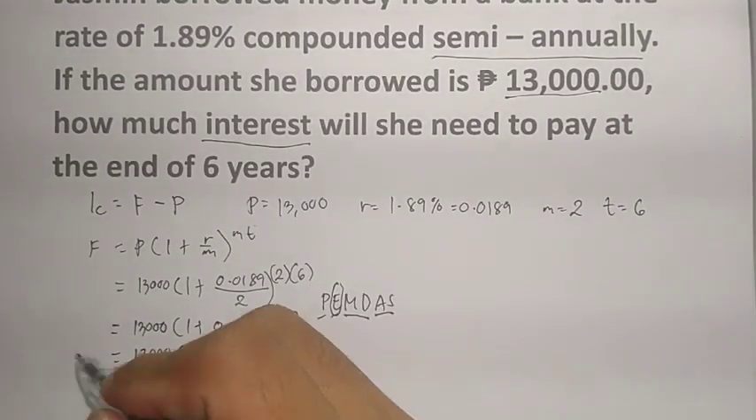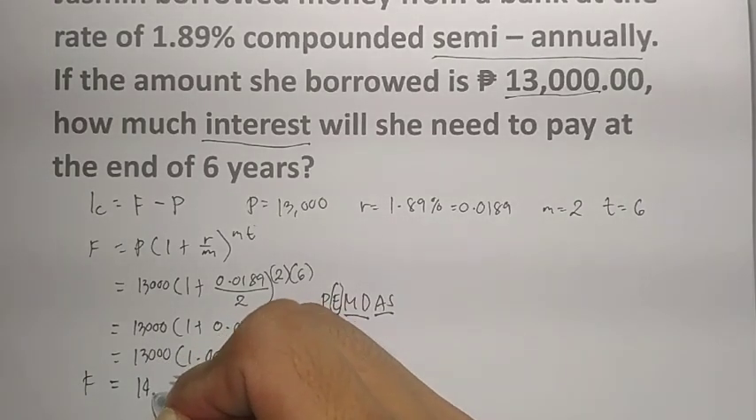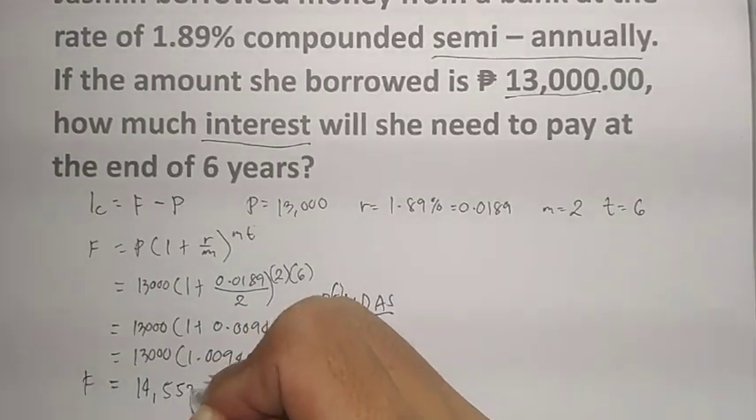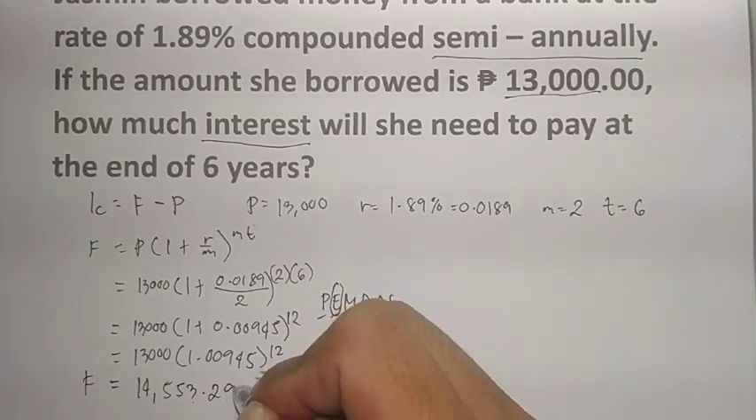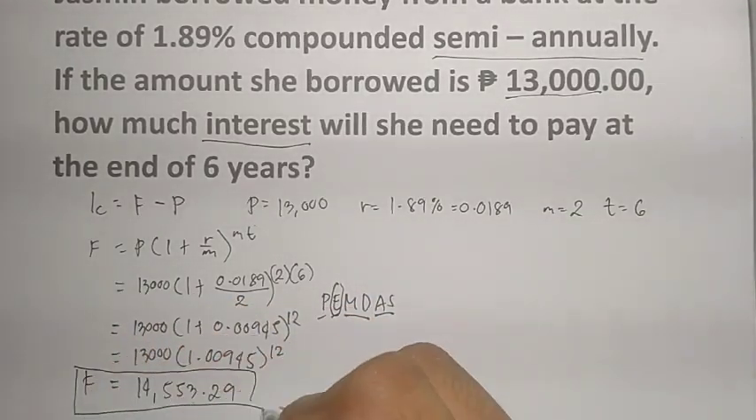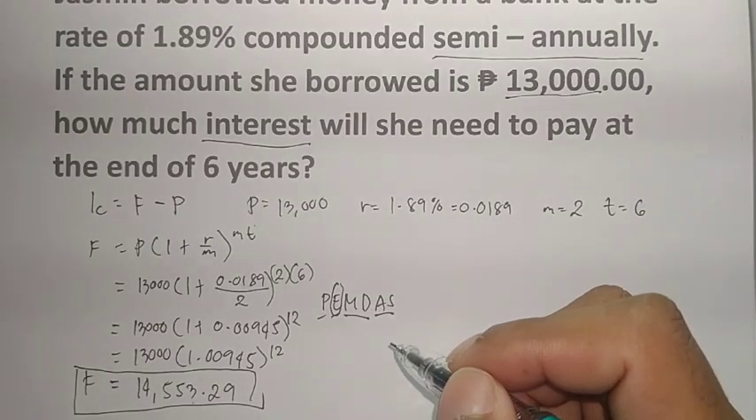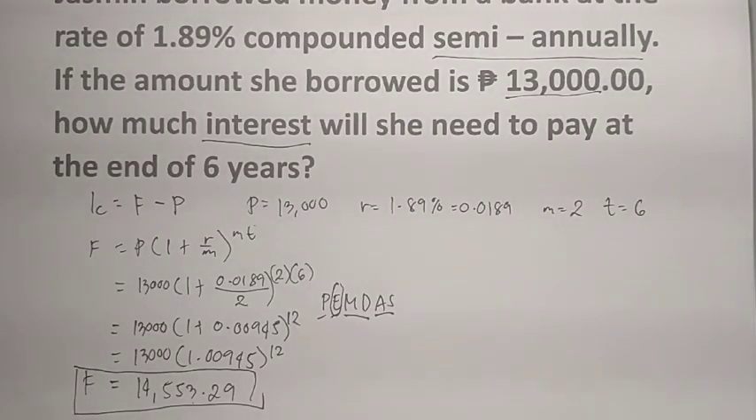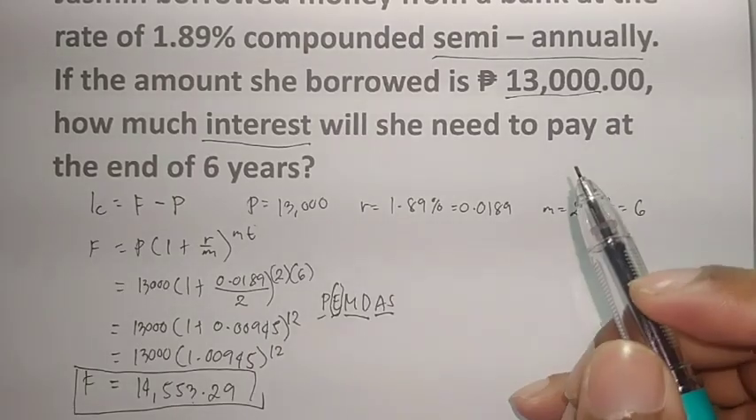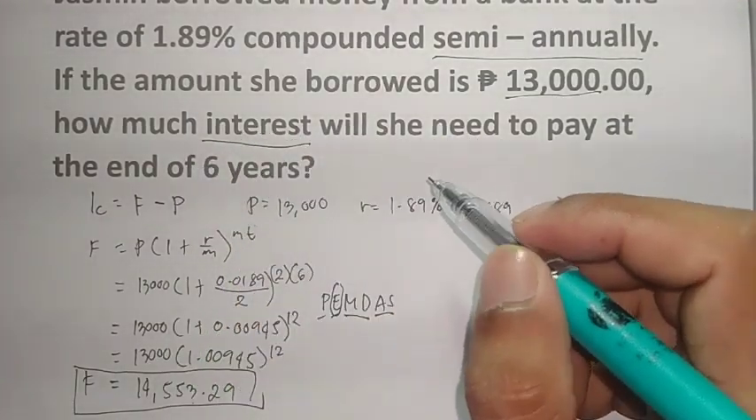The result is F equals 14,553.29. So this is our future value, or the money that she needs to pay at the end of 6 years. But the question here is we are looking for the interest.